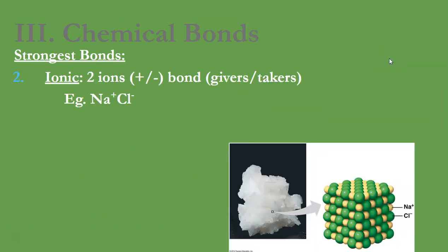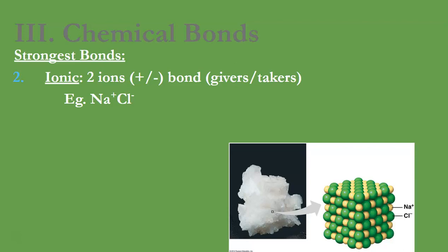Ionic is different. We don't talk about this too much in biology because biology is mostly covalent and hydrogen bonds, but ionic is not sharing. So one just straight up steals it from the other. The one that is going to take is the one that becomes slightly negative, and the one that gives it up is the one that's slightly positive. Remembering electrons are negatively charged. So when you give one up, you become more positive. When you gain one, you become more negative.